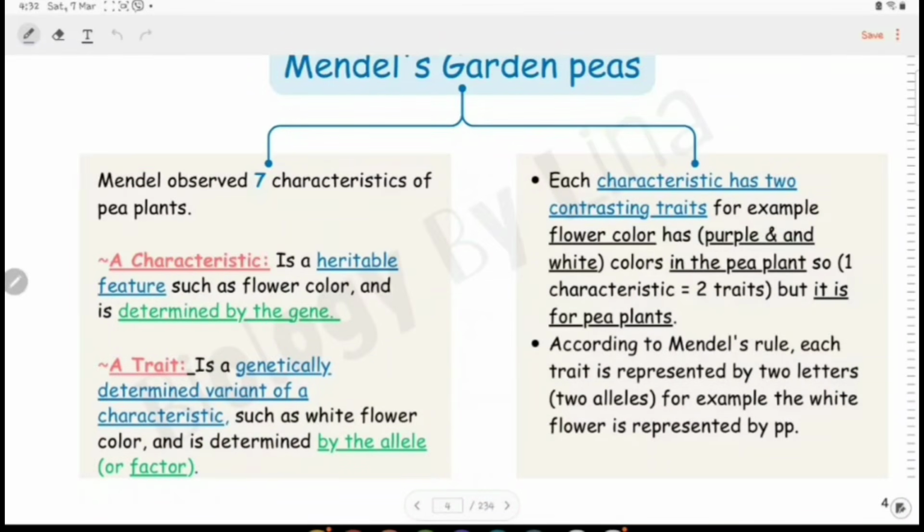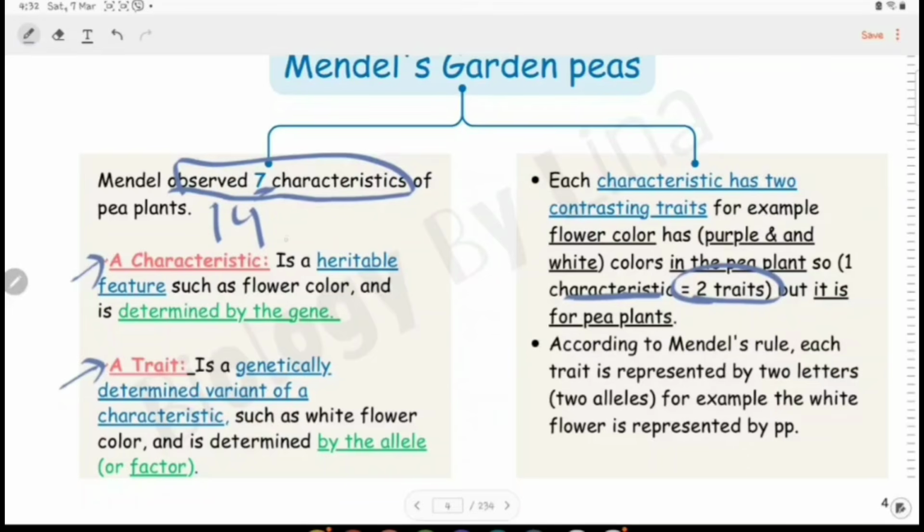Now, what is the main difference between character and trait? Mendel, when he studied the pea plant, observed 7 characters in the pea plant. Based on Mendel, for each character we have 2 contrasting traits. So we can say we have 14 traits, or 7 characters, that he observed in the pea plant. What are these 7 characters and 14 traits that he observed?